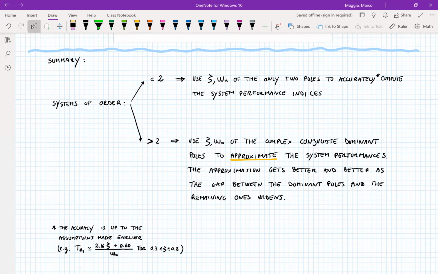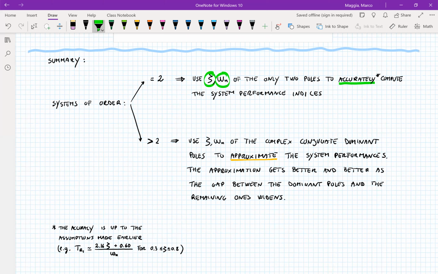So as a summary for what technically should have been last lecture, we have the following. If the system is exactly of order 2, well, then you have 2 poles. Then you can use the damping ratio and the natural frequency of the only 2 poles to compute exactly the system performance indices.